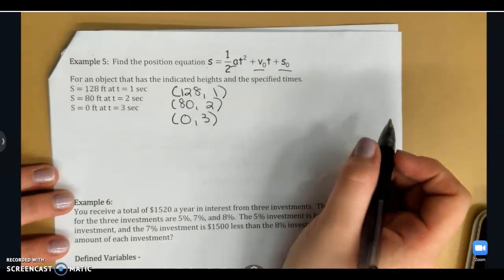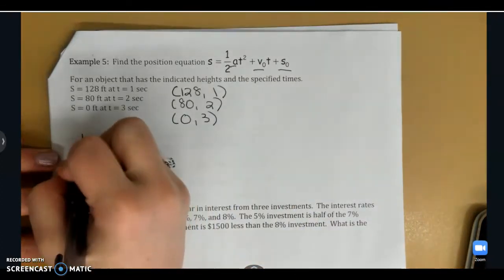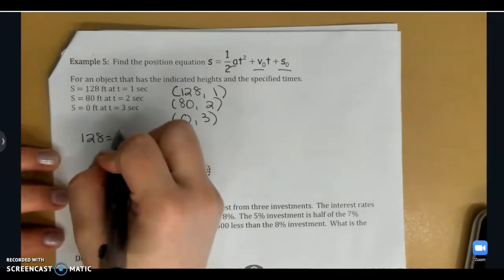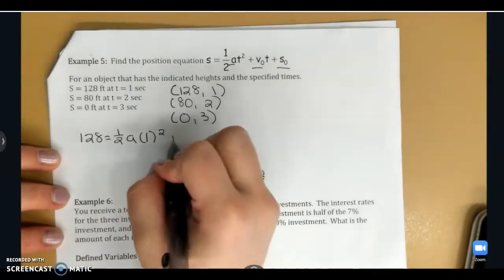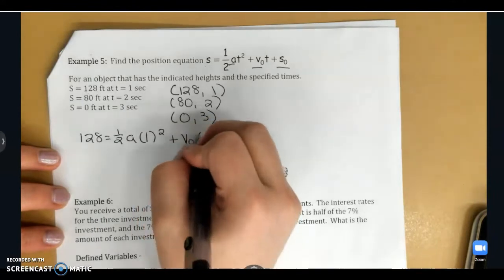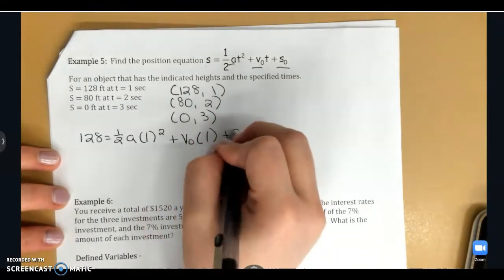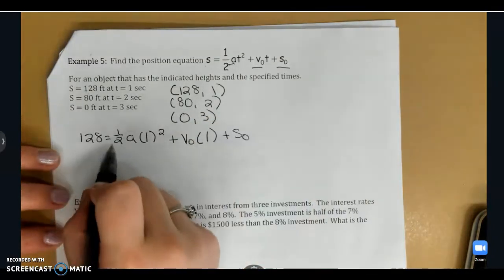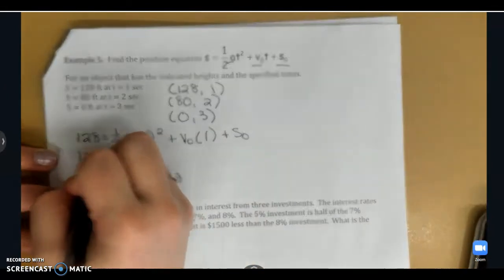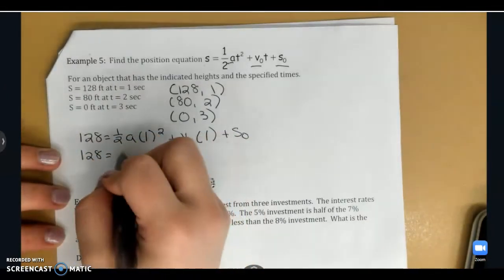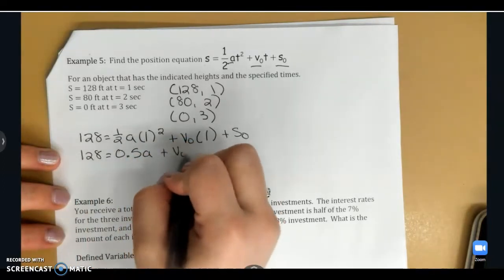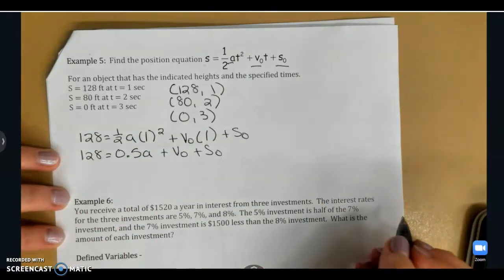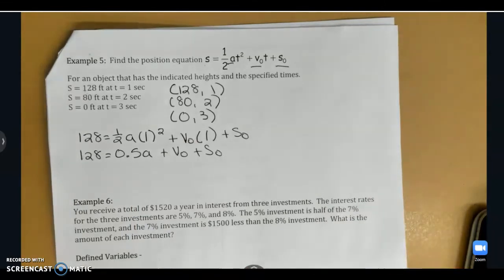So let's write our equations. 128 is equal to 1/2 A times T squared plus V naught times T plus S naught. 128 is equal to, that 1 squared is just 1, so we'll just say 0.5A plus V naught plus S naught. So there's our first equation, and I'm going to go ahead and highlight it.